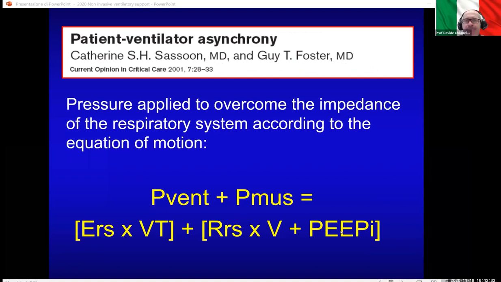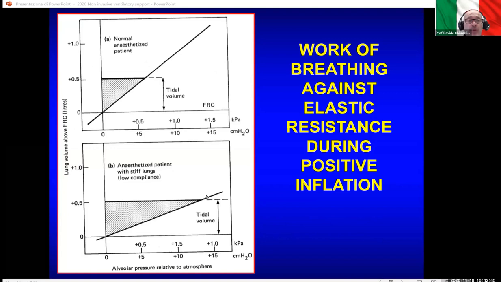This is a pressure volume curve in normal condition and in a patient with low compliance. In a normal patient, for example, we apply 10 centimeters of water of pressure to generate half a liter of tidal volume. If the condition of the lung changes, for example, with pneumonia, or sedation, or paralysis, if we have to reach the same amount of tidal volume, we have to apply a higher amount of pressure.